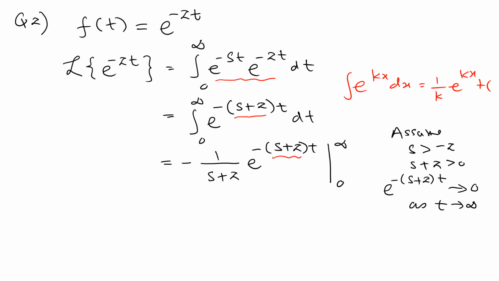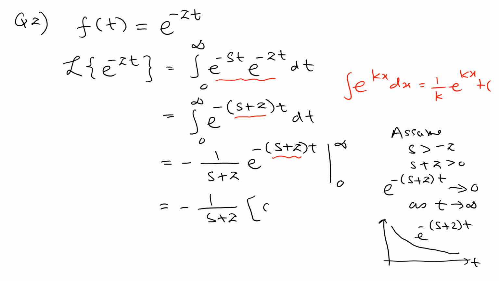We need that, and the graph is just like that when t goes to infinity. That's the graph of e^(-(s+2)t). Because of that, now we can evaluate as before. It is negative 1 over s + 2, and then at infinity it is going to be 0, and if you plug in 0 it is 1 because e^0 is 1. When you multiply through, you get 1 over s + 2 as the answer, under the assumption that s is greater than -2. That's the solution for this one.